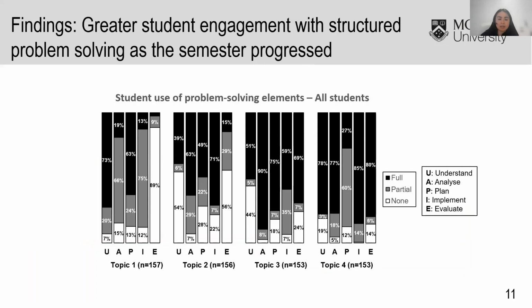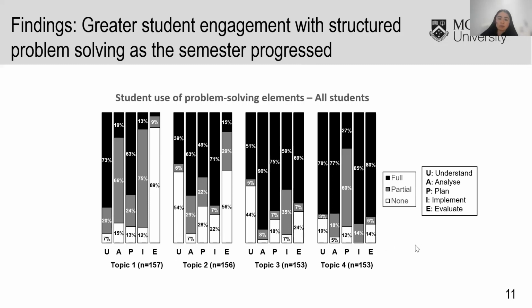From the frequency analysis, we were able to capture the students' use of the problem-solving elements for all students across the entire semester. So starting at the beginning of the semester in topic 1, followed by topic 2, 3, and then at the end of the semester in topic 4. And within each of the topics are the problem-solving elements of understand, analyze, plan, implement, and evaluate. And within each of the elements are the level with which they engage with the elements on a scale of full, partial, none, or insufficient.